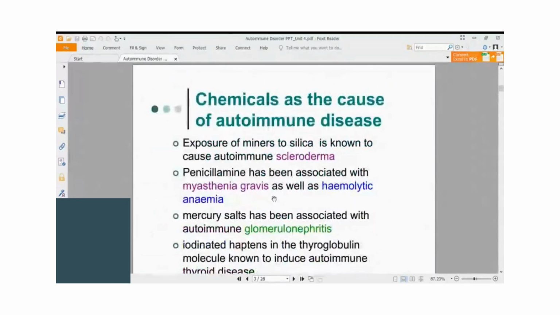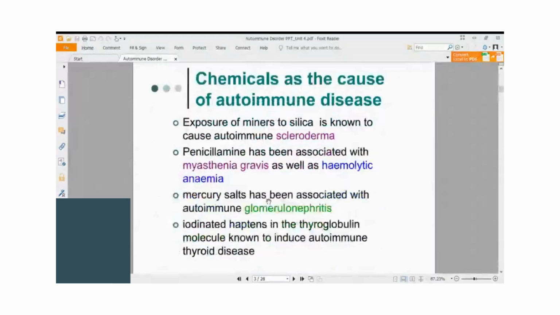But it's not very common. Don't be alarmed. It may happen by accident.